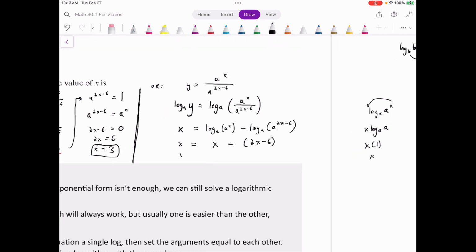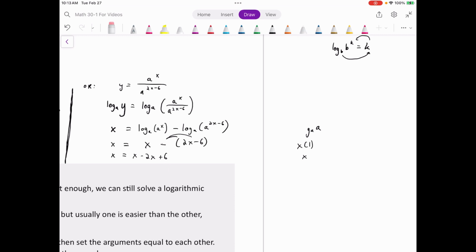So x is equal to x. I'm subtracting both of those terms. So subtract 2x, subtract negative 6, so plus 6. Whoops, ran out of room there. Let me move up here.